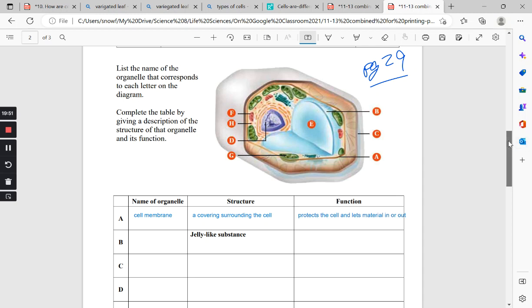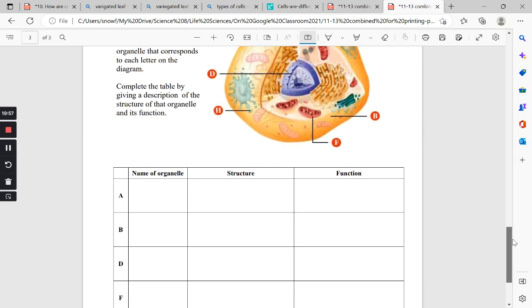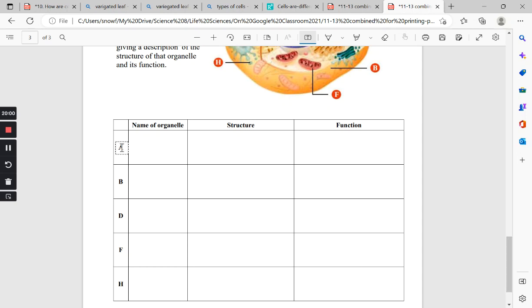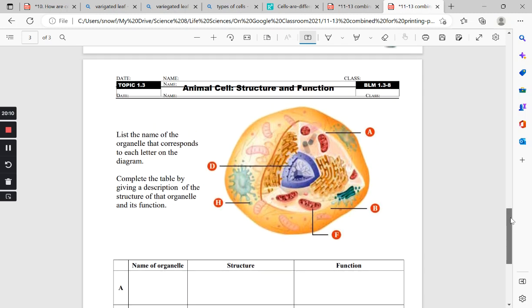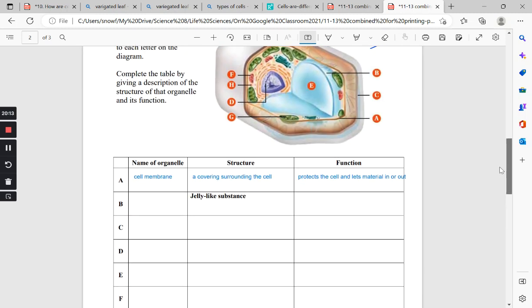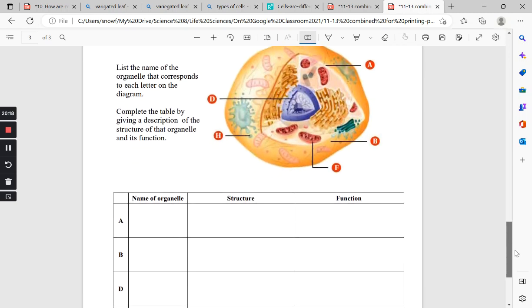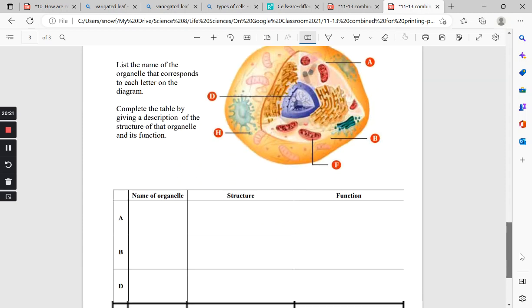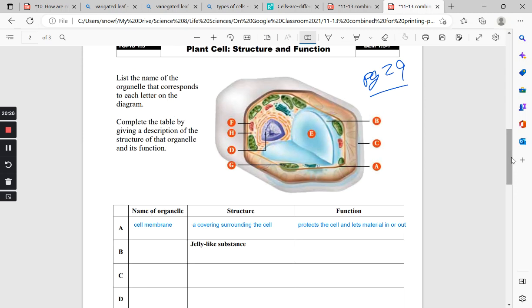So we're going to do that for both the plant cell and the animal cell. You'll notice that this is totally not a typo. It says A, B, there's no C, there's no E, there's no G. That's because you don't really see those things on an animal cell, but you see them on a plant cell. So A is still A, B is still B, there's just no C, and D is still D, right? So you're going to do your best to complete this and hand it in.